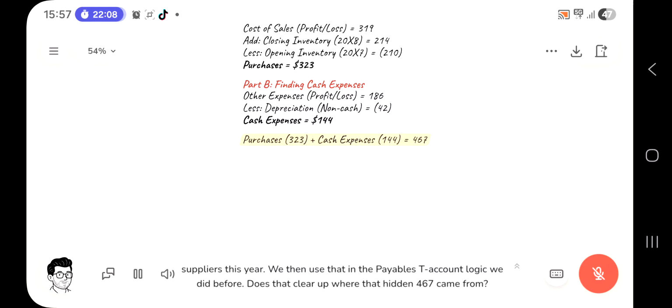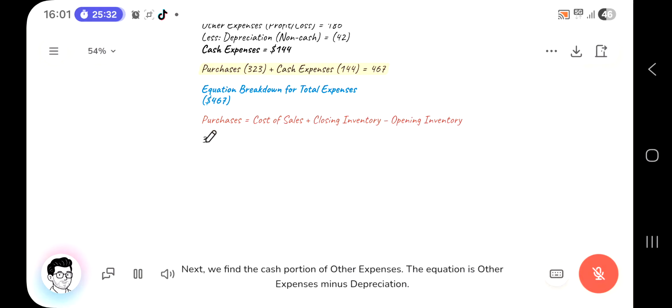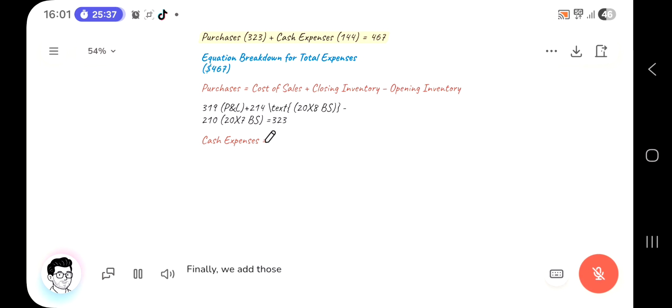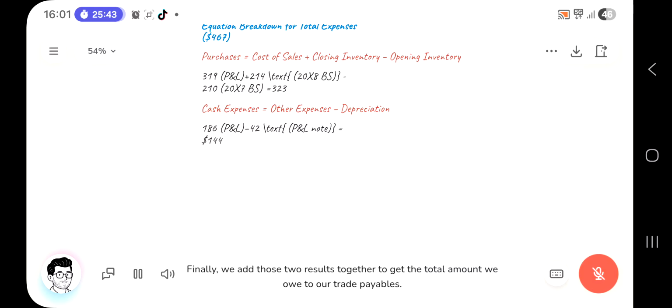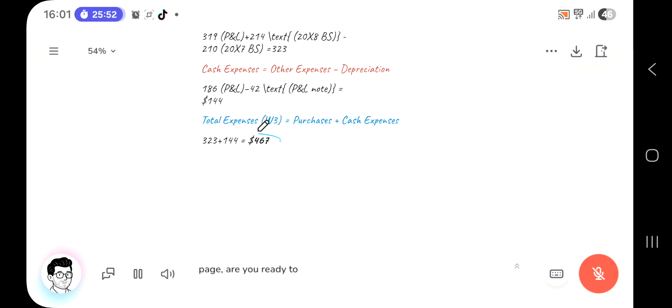We find purchases. The equation is cost of sales plus closing inventory minus opening inventory. Next, we find the cash portion of other expenses. The equation is other expenses minus depreciation. Finally, we add those two results together to get the total amount we owe to our trade payables. Now that we have every single number tracked back to the Activity 4 page, are you ready to see how these fit into the final cash flow statement table?